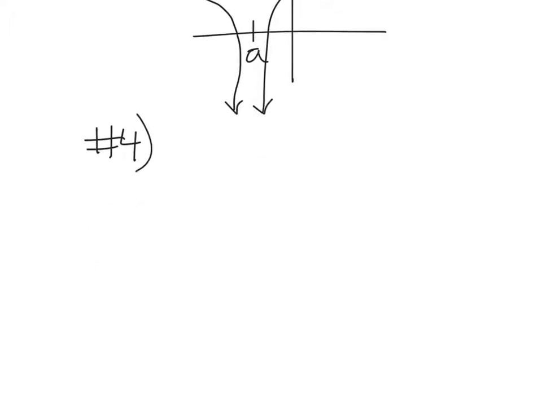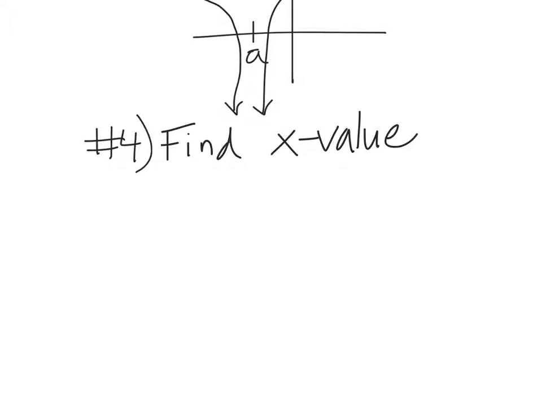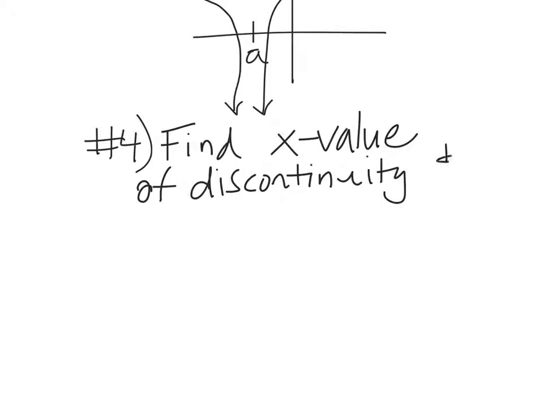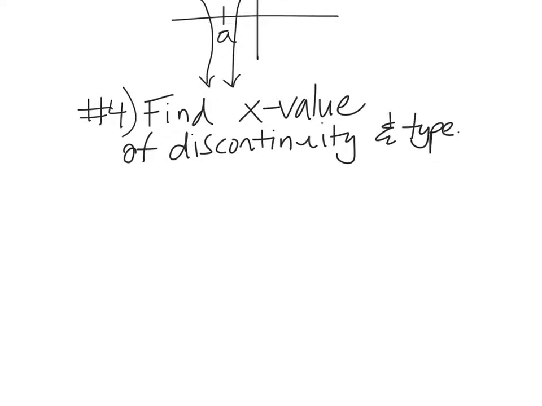This is what we're going to do. We're going to find the x value where our graph is discontinuous. Find the x value of discontinuity, they might say, and the type of discontinuity that it is. So we're going to find both the x value and the type of discontinuity. If you're good at domain, you're going to have no problem with this, because that's where your problems are going to be in the graph, is where the domain can't be a value of x. So we have 3.